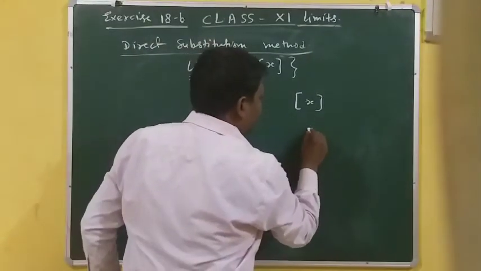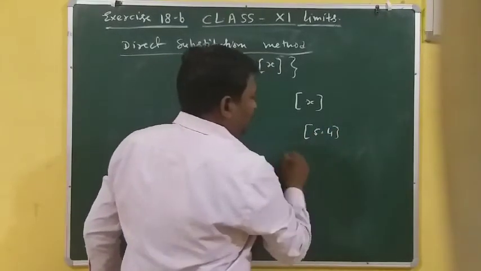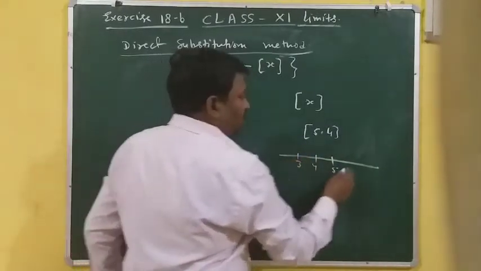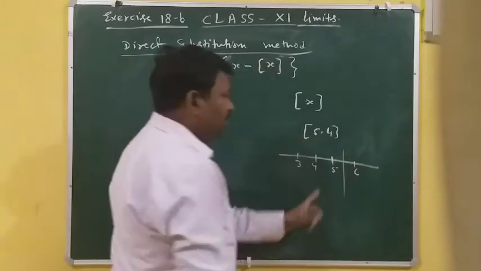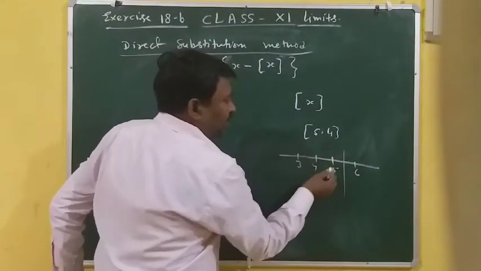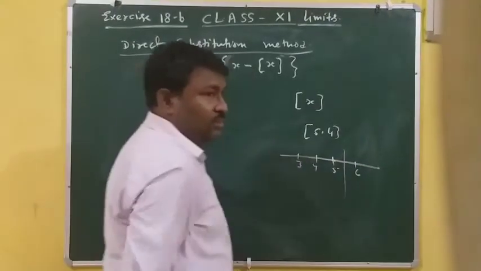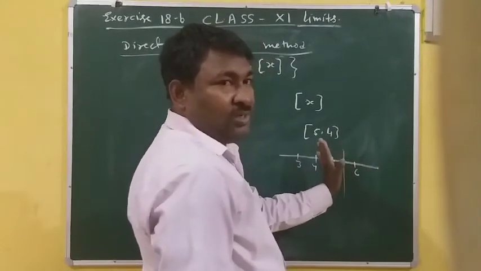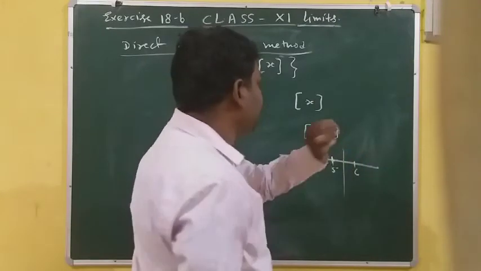Greatest integer means, suppose you are given 5.4. Then on the number line, it is 5, suppose 4, 3, okay, and this is 6. So 5.4 is here somewhere. Therefore, what is the greatest integer of this one? The greatest integer is 5, very close to this one, but not more than that one. Just the integer value left of it is said to be the greatest integer.